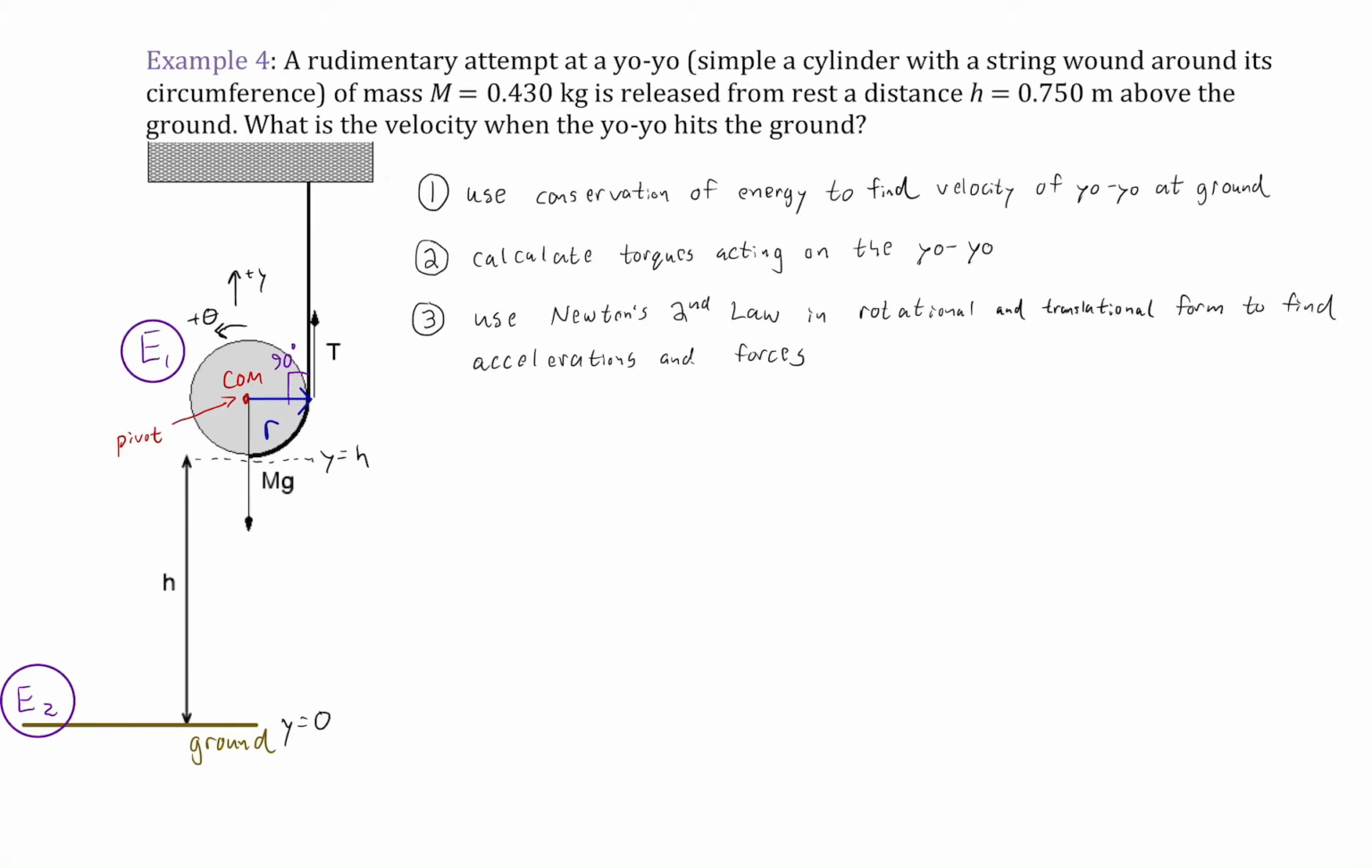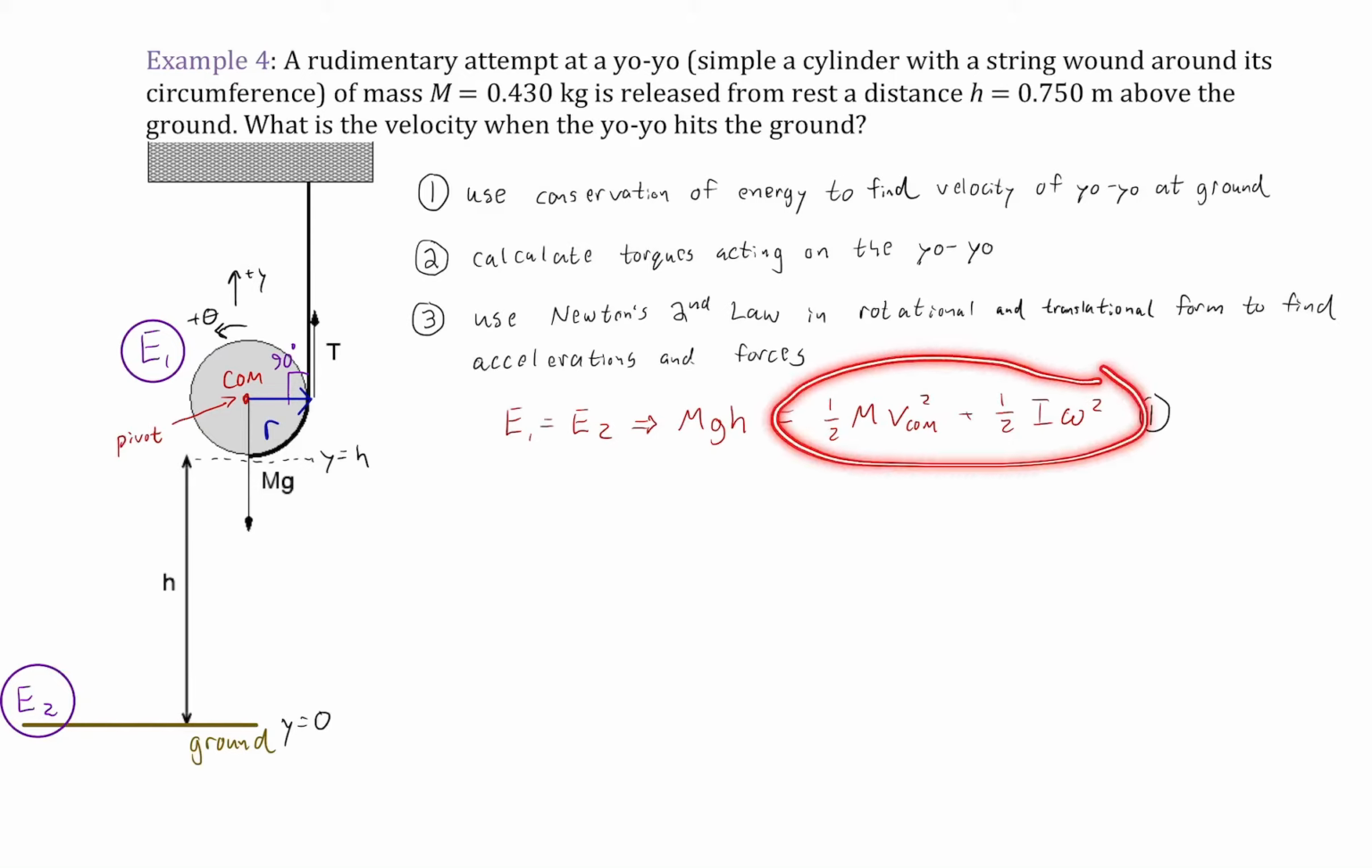Use conservation of energy to find the velocity of the yo-yo, and then actually, never mind, we're just going to do step 1 because we don't need the torque. So that's the thing. Conservation of energy is going to give us velocity, and that saves us a lot of work. So we don't need the torques, and we don't need the angular acceleration. Okay? All right, so we're just going to use conservation of energy. All right, that's going to be mgh equals 1/2 m v_com squared plus 1/2 I omega squared.